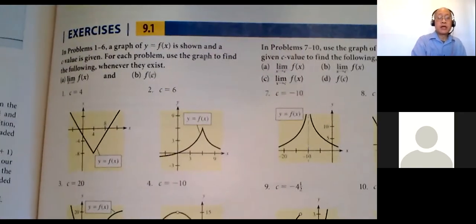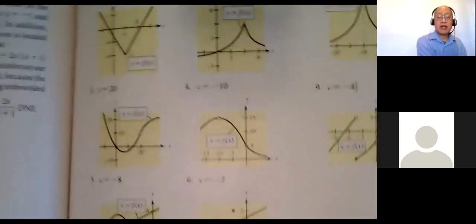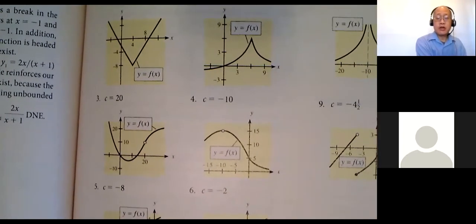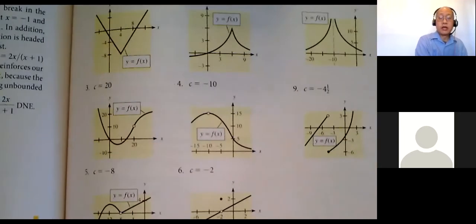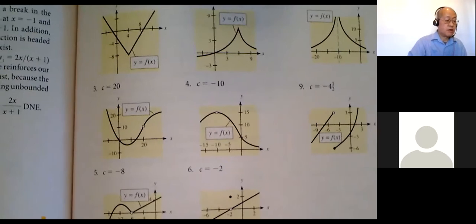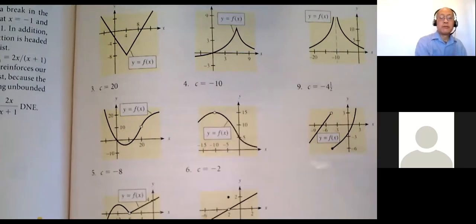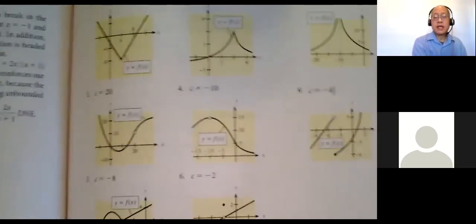However, part B, it asks for f of C, right smack dab at -10. Not a little bit to the left, not a little bit to the right. What's the function value right at -10? There is no function value. There's an open circle here. So we will say does not exist.